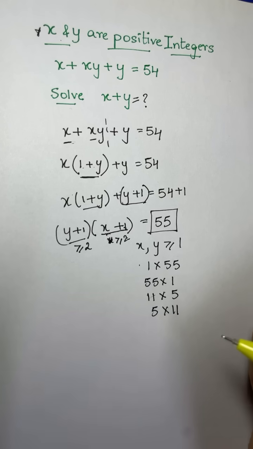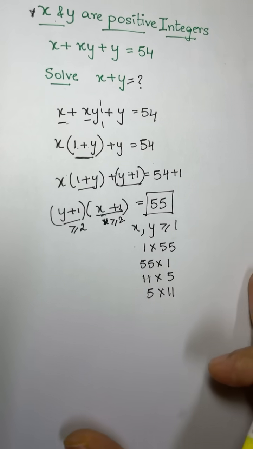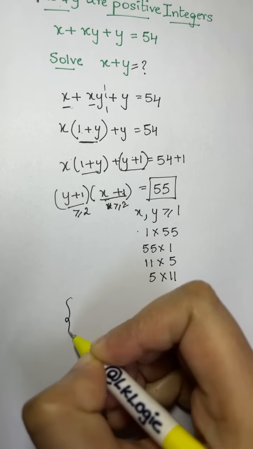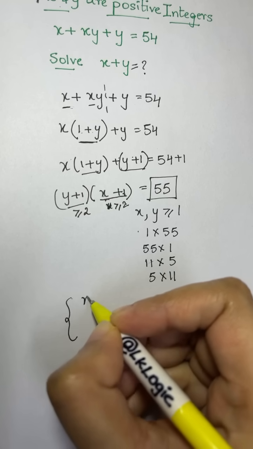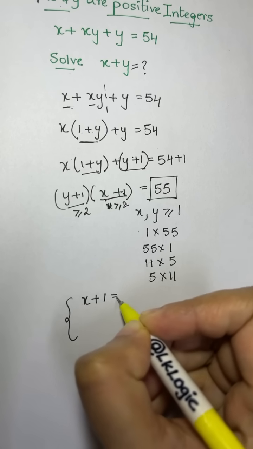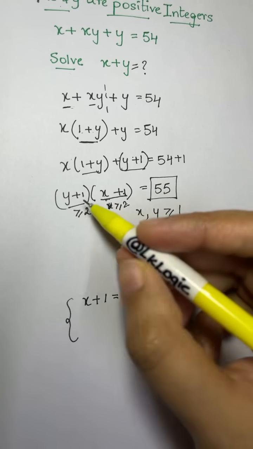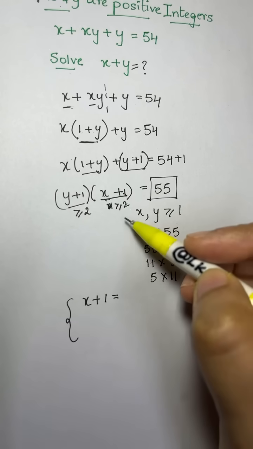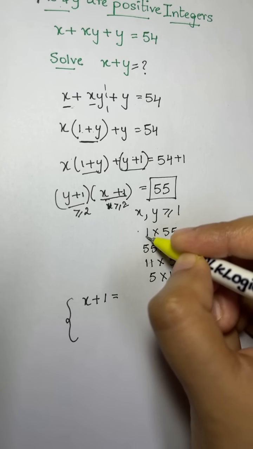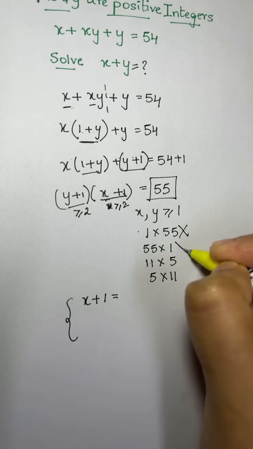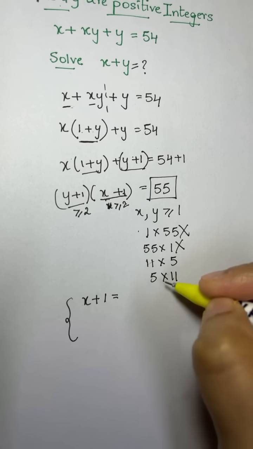Now let's see. I'm going to write that down. If I have x plus 1 or y plus 1, it is greater than or equal to 2. So I cannot have 1 as a factor. Let me strike off, this can't be a factor, this can't be a factor. Now I only have 2 factor pairs left, 11 times 5 and 5 times 11.